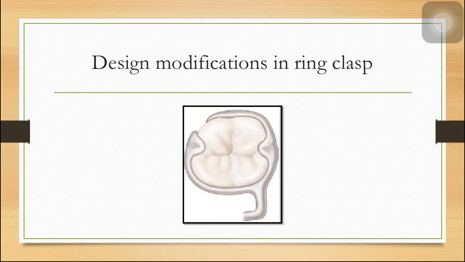Here you can see that to increase the stability of a ring clasp, two occlusal rests have been accommodated on the abutment, both on the mesial and distal proximal surfaces, because you know that a rest is given to increase the support of the prosthesis.